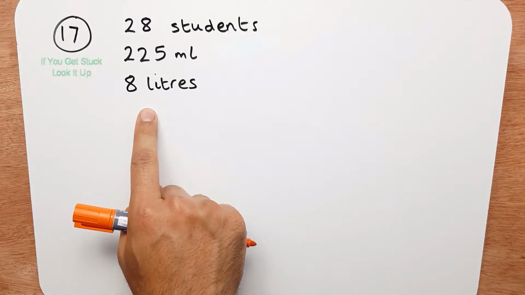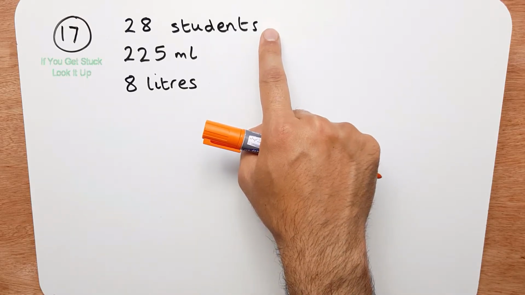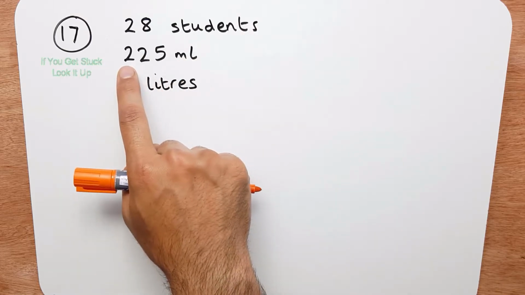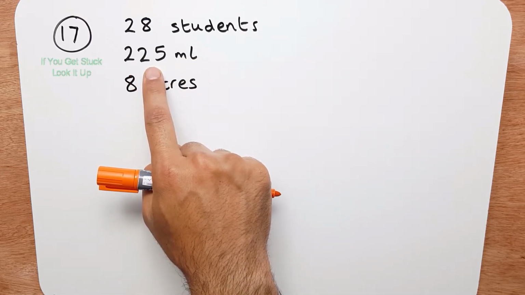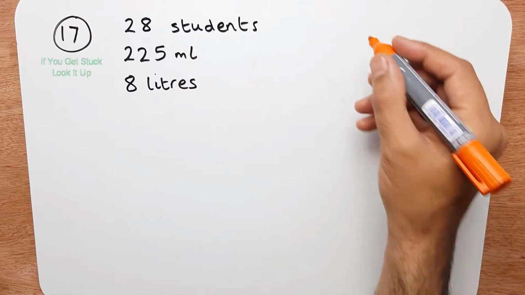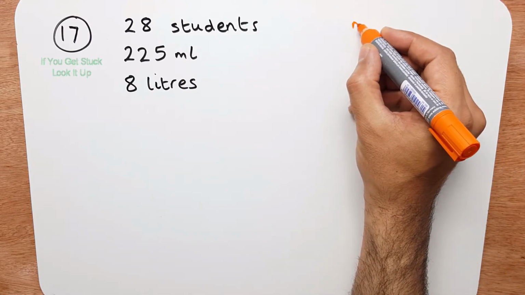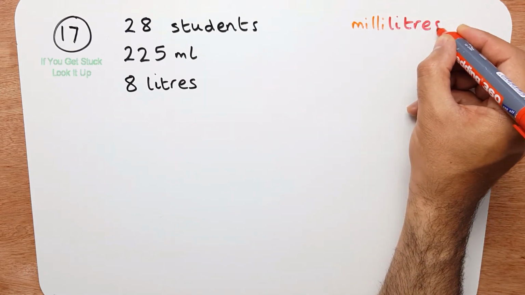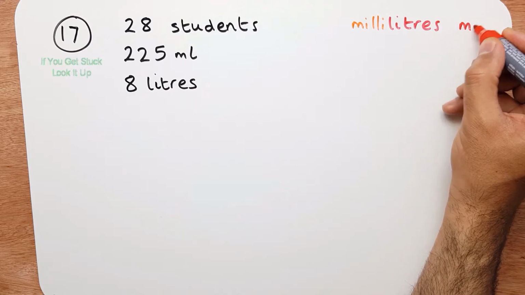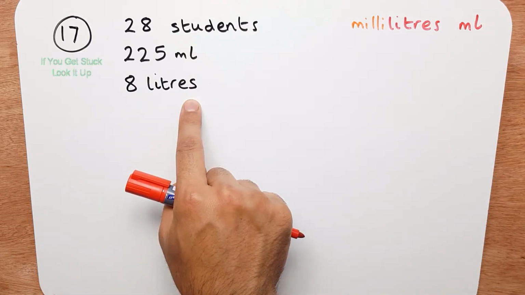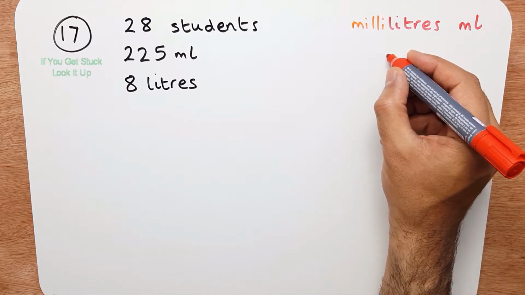In this question, we're told there's 28 students in a class and each student is going to receive 225 milliliters of orange juice. So let me write milliliters down, and you'll see it written as ml. And the teacher has 8 liters to start with. So let me write the word liter.